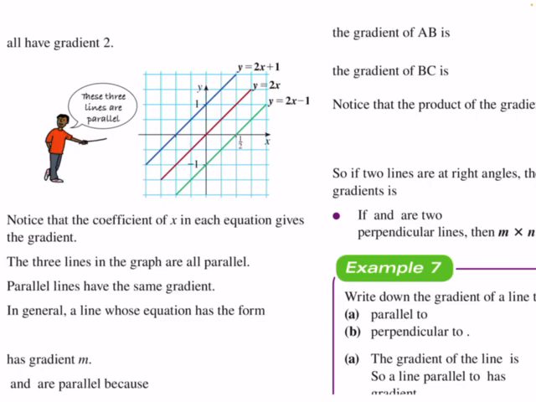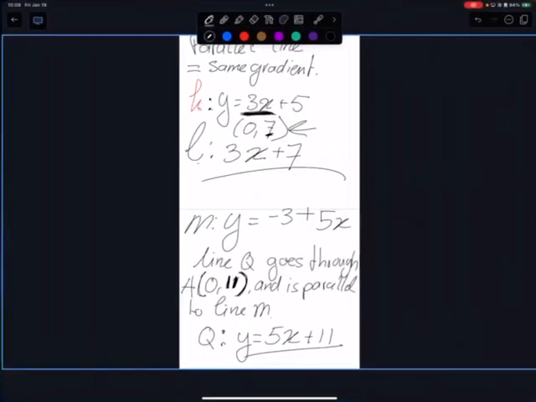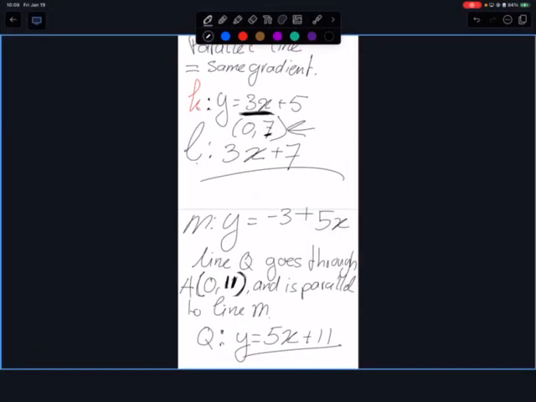All of them have the same gradient, so they're parallel. The question is, what is the gradient of line M? It's 5x. So the gradient of line Q is also 5x, because they're parallel. Line M is 5x, and Q is parallel to line M, so it's also 5x. But you just have to add the 11.